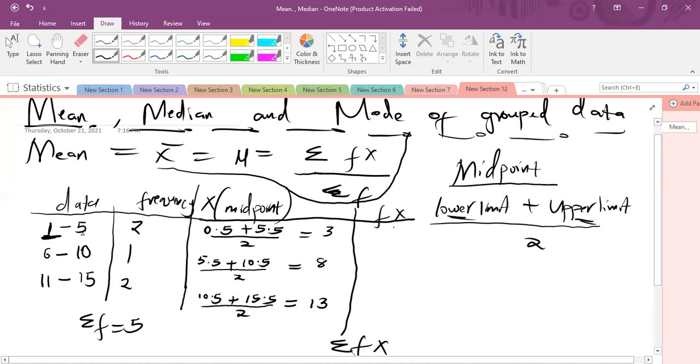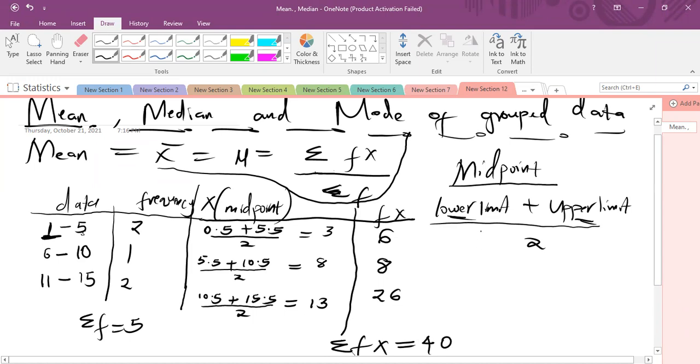So let's come here and get fx. F times x will give me 6. F times x will give me 8. F times x will give me 26. So adding all these values of fx gives me summation fx. Adding 26 plus 8 plus 6, that will give me 40, yeah?